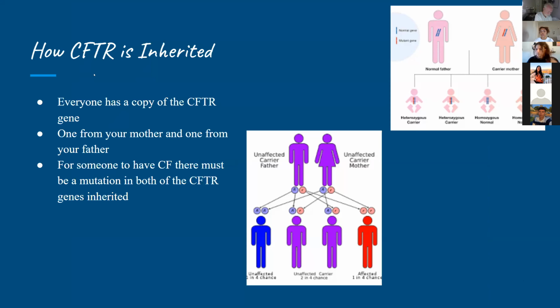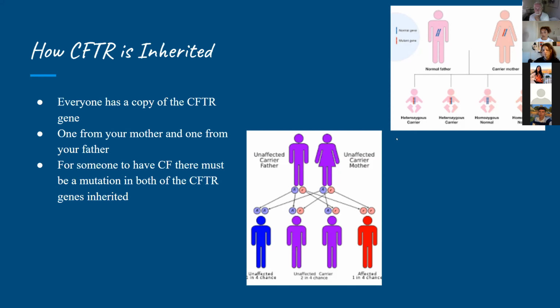Right here, I have an illustration of a normal father and a carrier mother, and they have chances of having two heterozygous carriers, which doesn't necessarily mean that their baby has cystic fibrosis. They just carry a mutated gene for it. And then they have two homozygous normals.